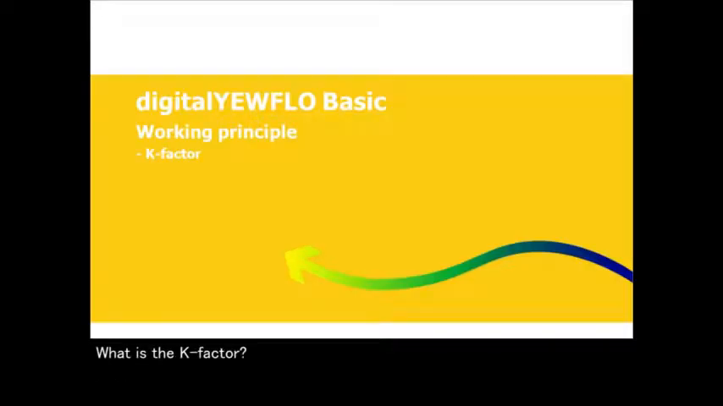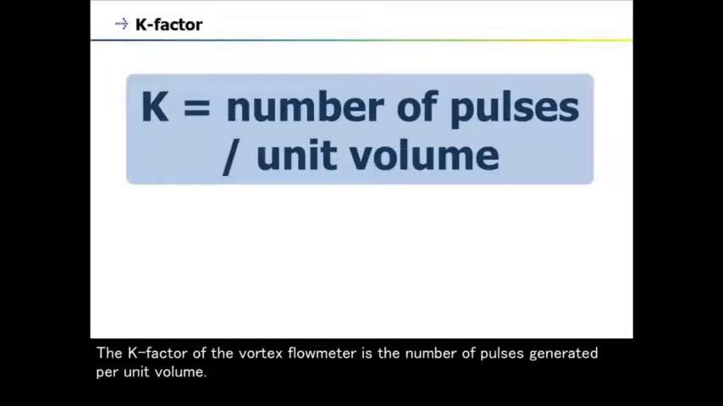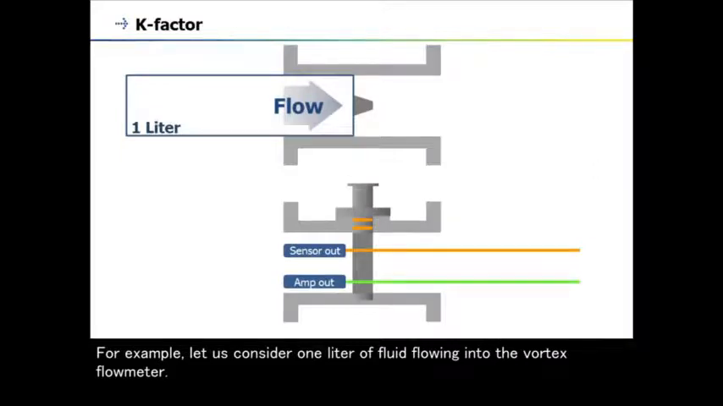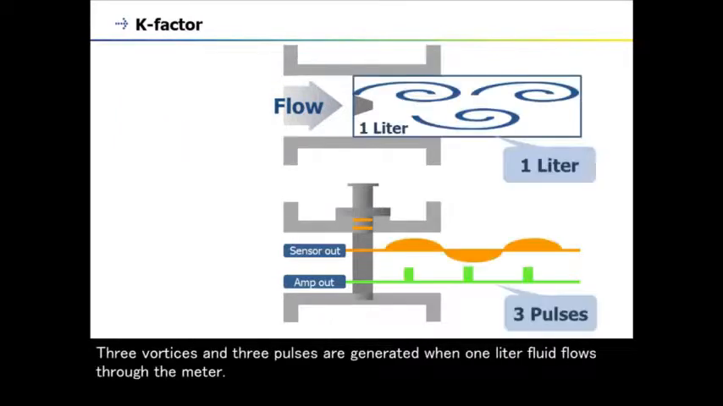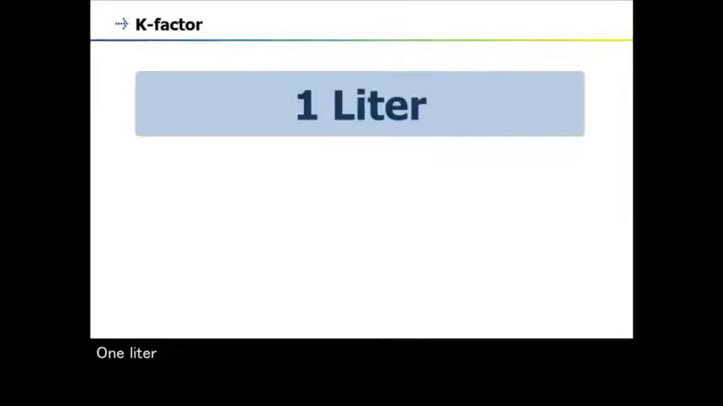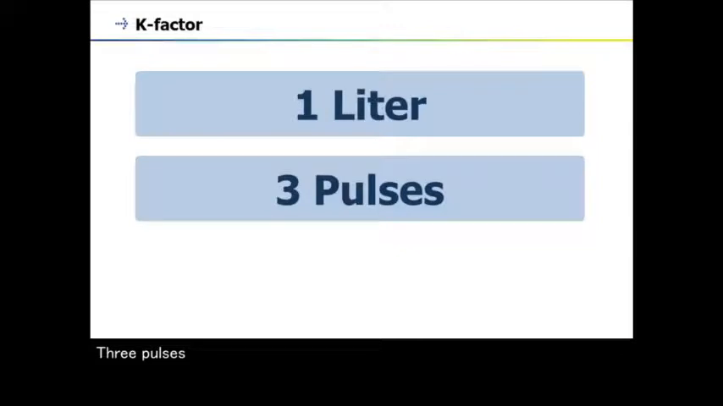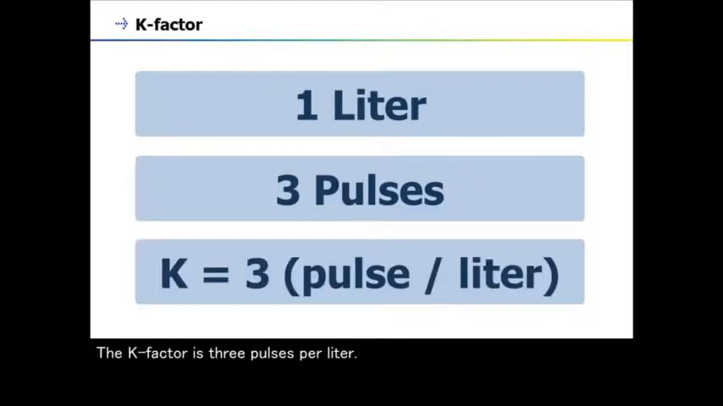What is the K factor? The K factor of the vortex flow meter is the number of pulses generated per unit volume. For example, let us consider 1 liter of fluid flowing into the vortex flow meter. 3 vortices and 3 pulses are generated when 1 liter of fluid flows through the meter. The K factor is calculated as shown: 3 pulses per 1 liter. The K factor is 3 pulses per liter.